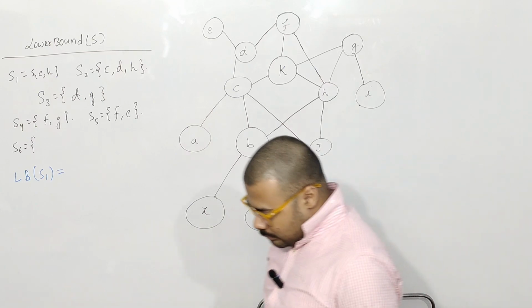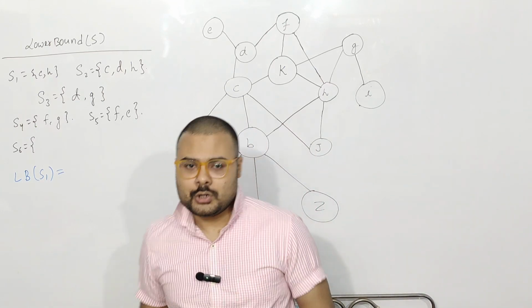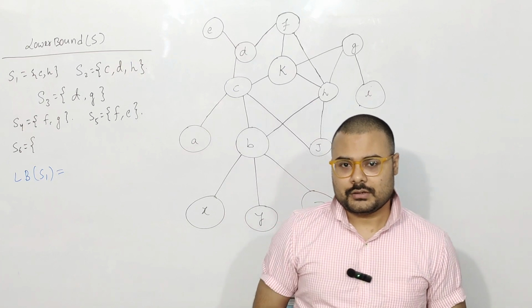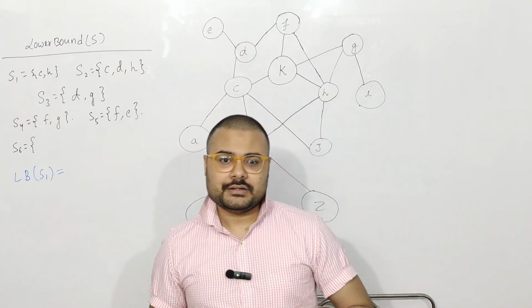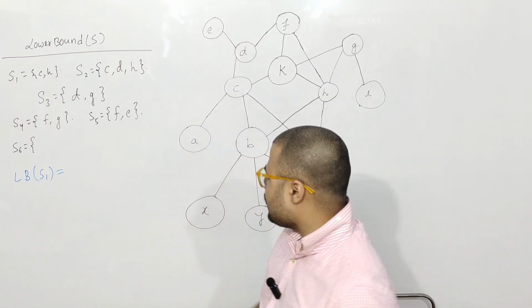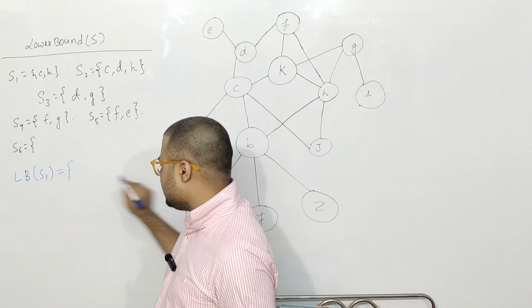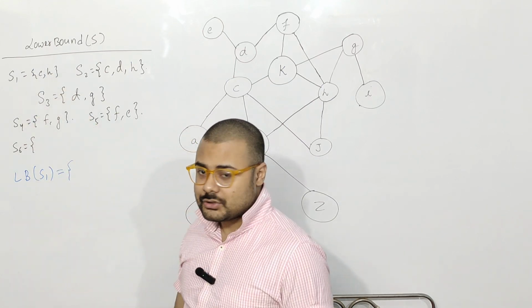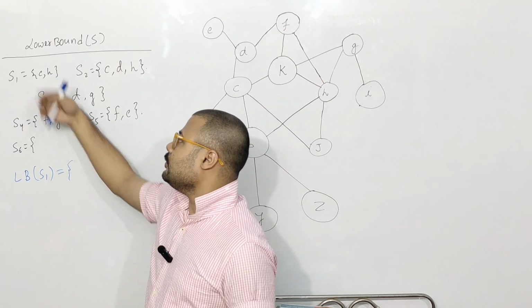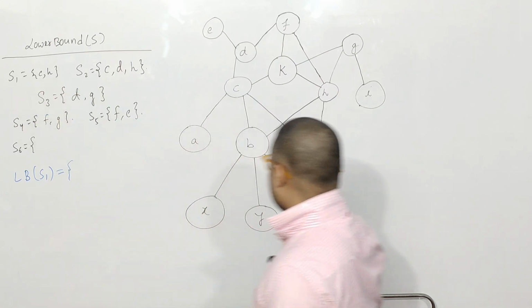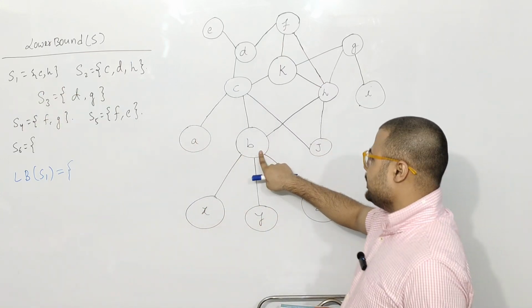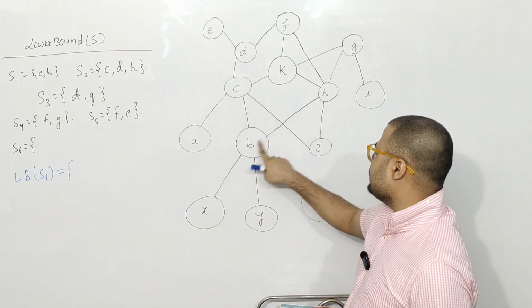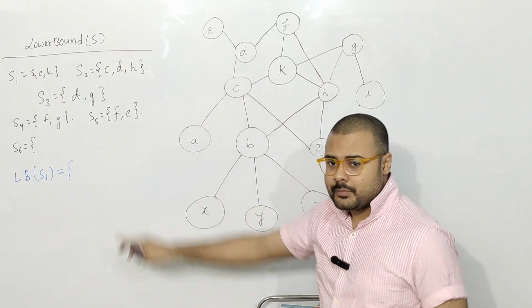Okay, so what elements will be there in the lower bound of a set? All those elements that are related to every element in the set. So all those elements that are related to C and related to H, all those elements that are related to both C and H. For example, if you look at B, then B is related to C and B is related to H, so B will be here.